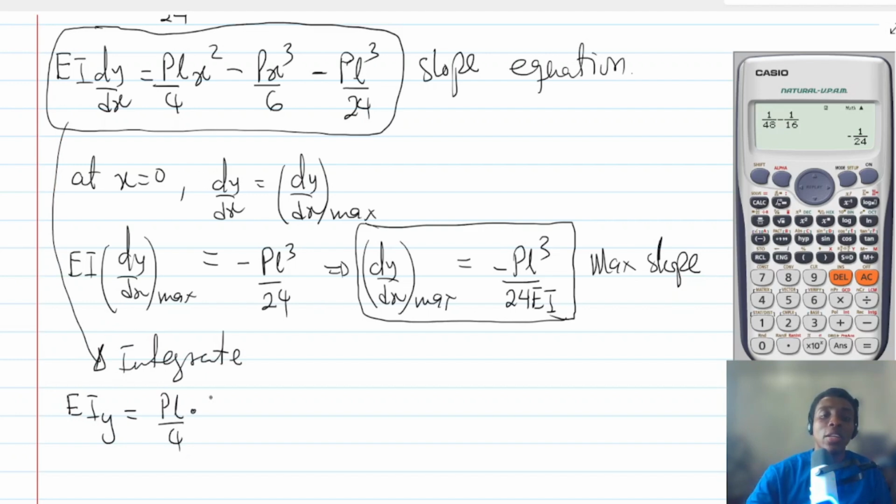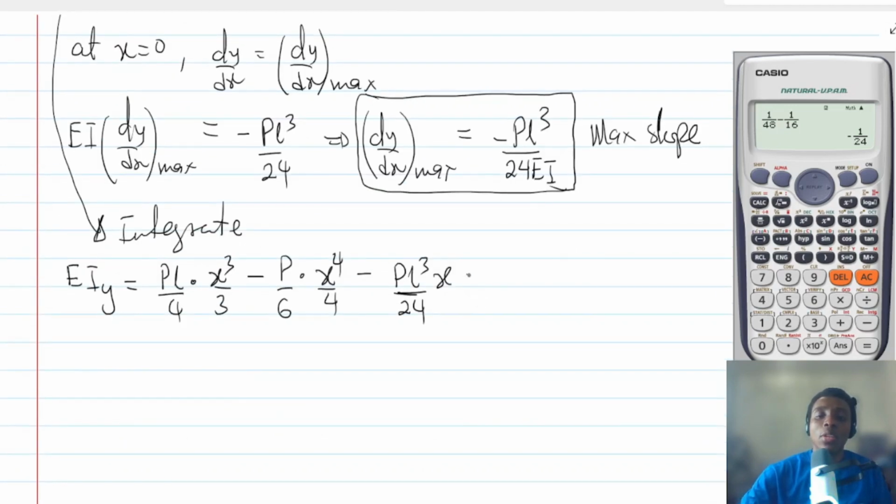Then let's integrate x squared. That is going to be x cubed divided by 3, minus P over 6. Then I'll integrate x cubed, which is going to be x to the 4 divided by 4, minus P. So you treat this as a constant because there's no x, and you just bring x here. That's all. Plus a constant C2. All right, so at this juncture, let's write it together. It's going to be PL over 12 x cubed minus P over 24 x to the 4, minus PL cubed over 24 x, plus C2.